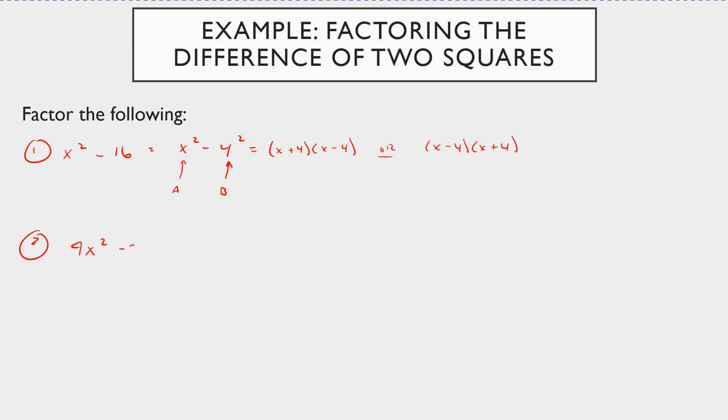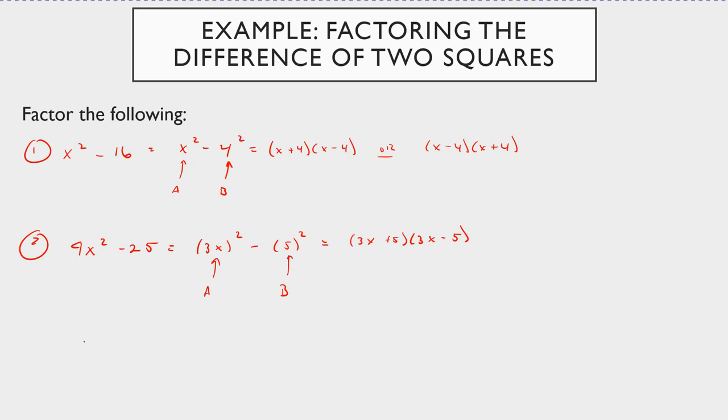Let's try this one: 9x squared minus 25. Look here. Is 9 a perfect square? Yeah, so you could rewrite this as 3x squared minus, just to leave it in the same format with the parentheses, 5 squared. So now you have the difference of two quantities squared. This is your a, and this is your b. So it's going to factor into 3x plus 5 times 3x minus 5.